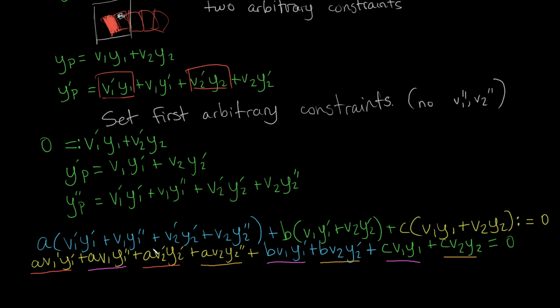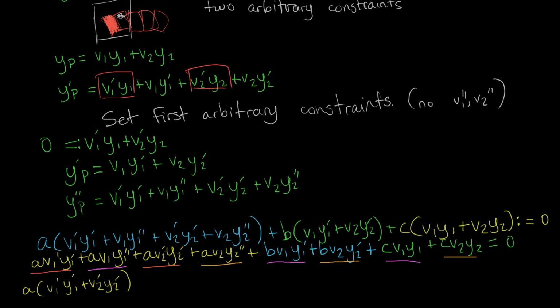So first, let's deal with the terms that aren't going to turn out nice, which are the ones highlighted in red: a v1 prime y1 prime, so basically the ones with the derivatives of v. This is going to turn into, I guess we can factor the a out, a times v1 prime y1 prime plus v2 prime y2 prime. All right.